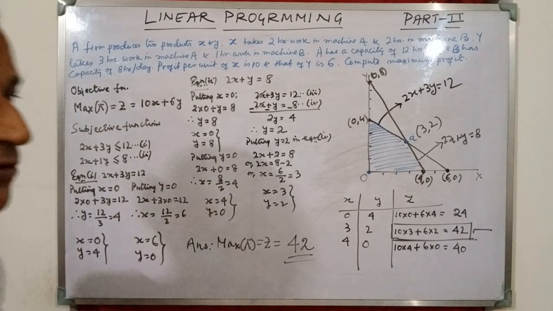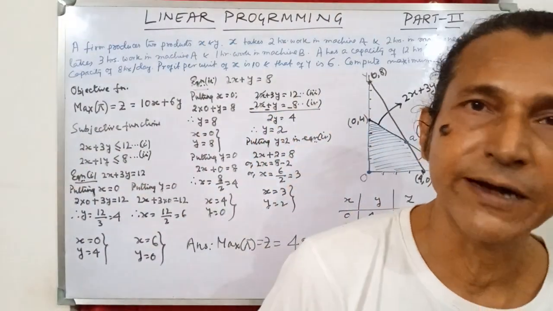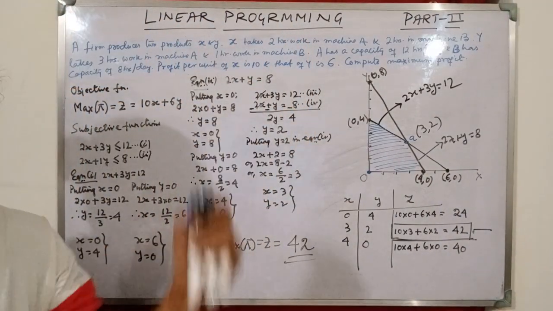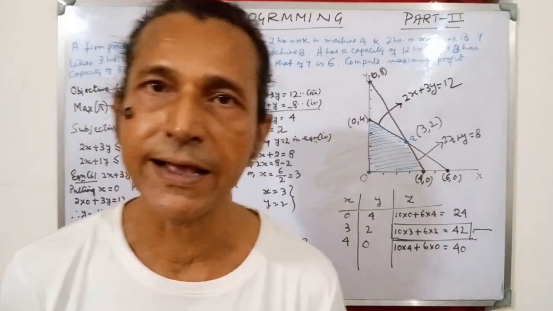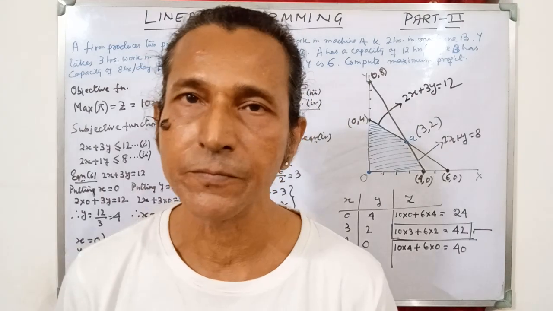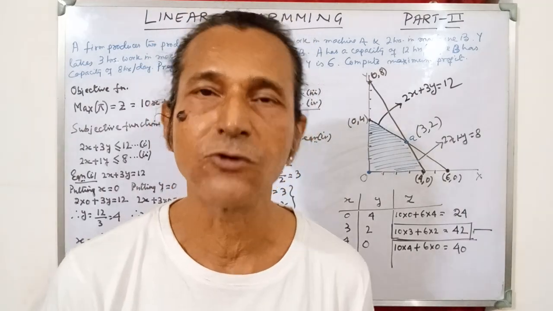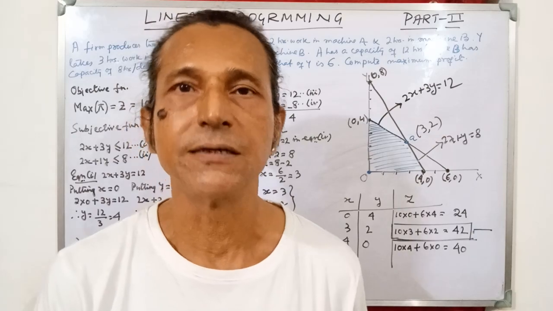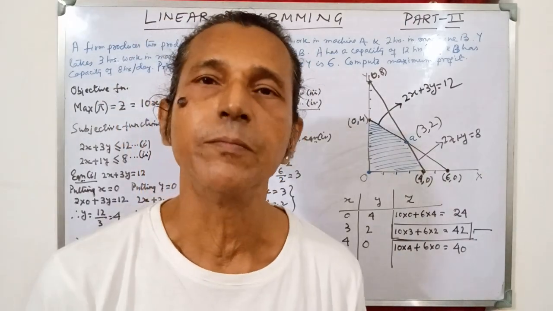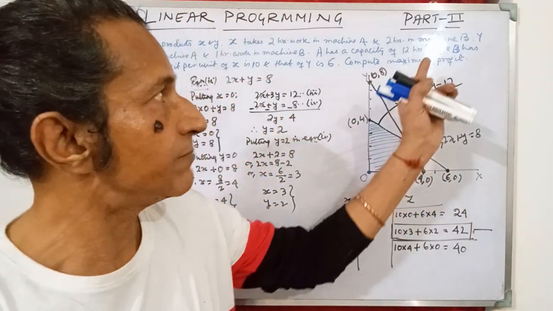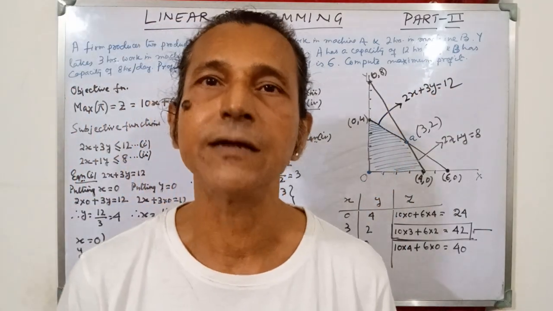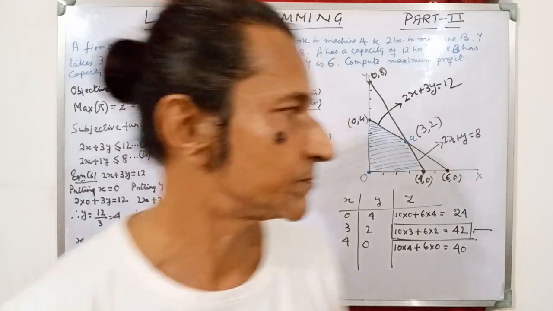So here we have learned how to formulate the problem and how to solve the linear programming problem. We have taken one numerical example. A firm is producing two products, product X and product Y, and both the products pass through two machines, machine A and machine B. Product X takes 2 hours in machine A and 2 hours in machine B, and product Y takes 3 hours in machine A and 1 hour in machine B. The capacities of machine A and B are 12 hours per day and 8 hours per day respectively, and profit per unit of X and Y are 10 and 6 respectively.